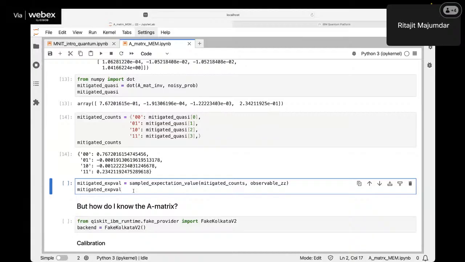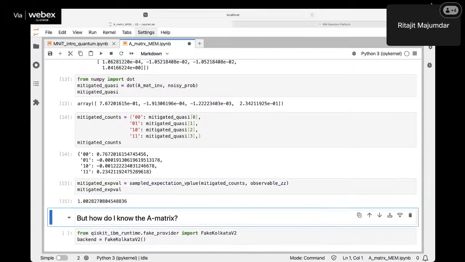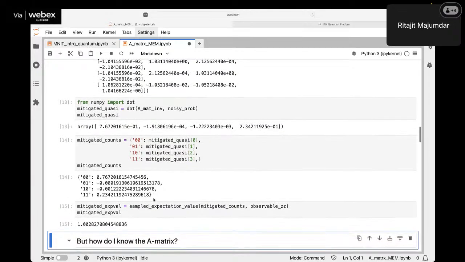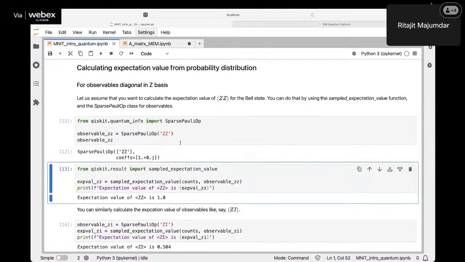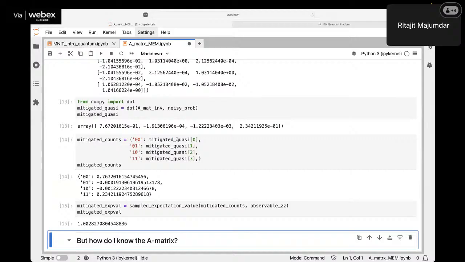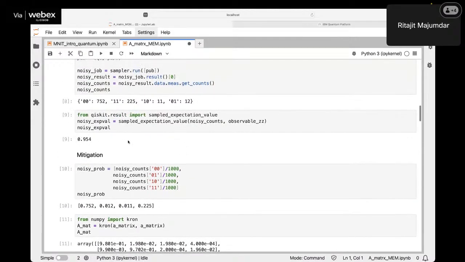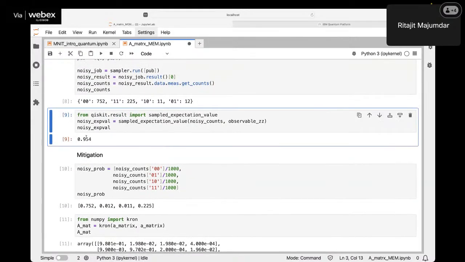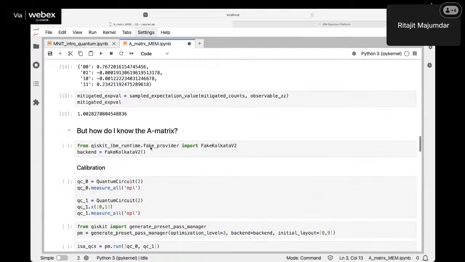And now we do the sampled expectation value again. So I am passing in the mitigated counts, and my observable again was ZZ. So you see mitigated expectation value is 1.002. Let's see. Ideal expectation value should have been 1. Noisy expectation value was 0.95. So the error was in the second decimal place.